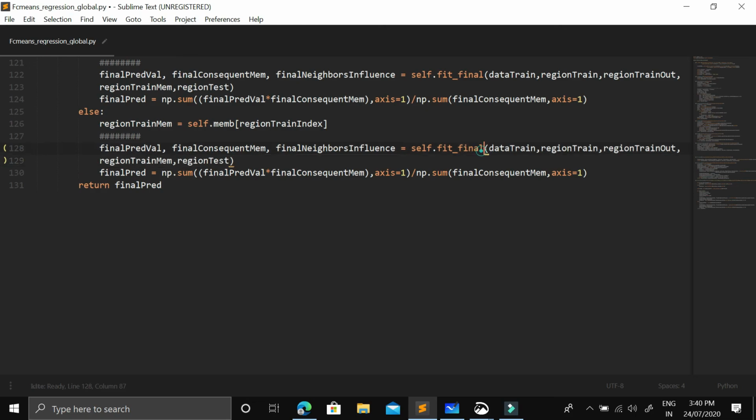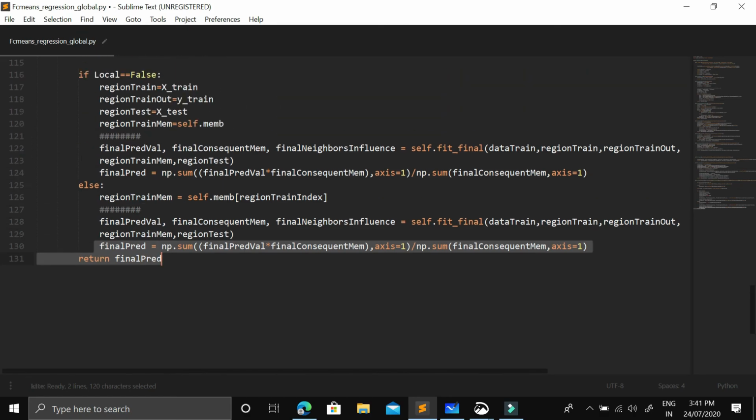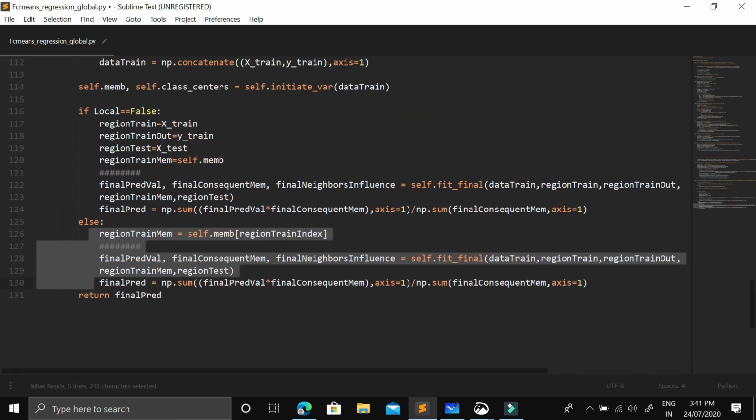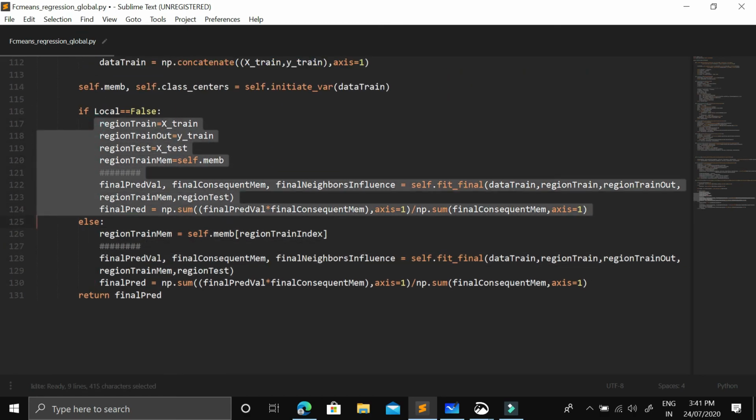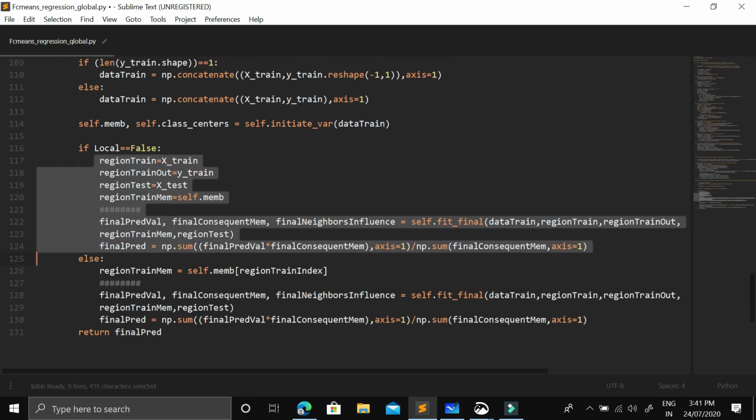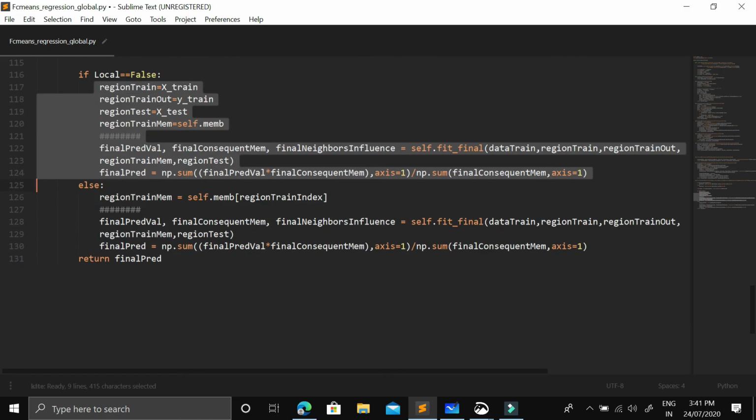Finally, when I call this fit final function, I have all the things: the final predicted value after applying the linear regression model, the final consequent membership, and the neighboring samples. Using the final predicted value and the final consequent membership, we predict the final value. Now this is in the else block. The if block contains the code for localized regression, where we divide the space into subspaces, but this is not important. It is just a minor tweak in the algorithm, but the main logic remains the same.